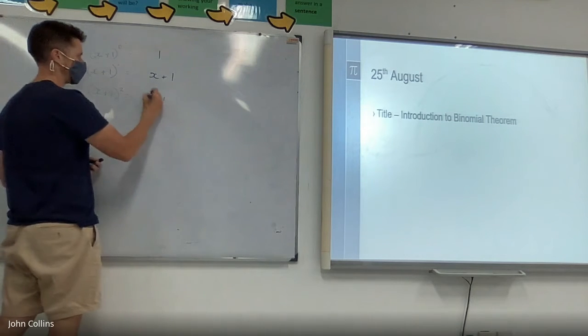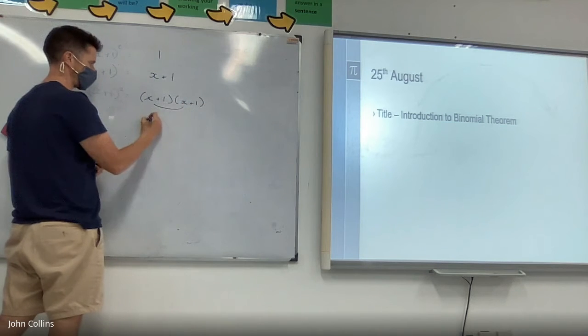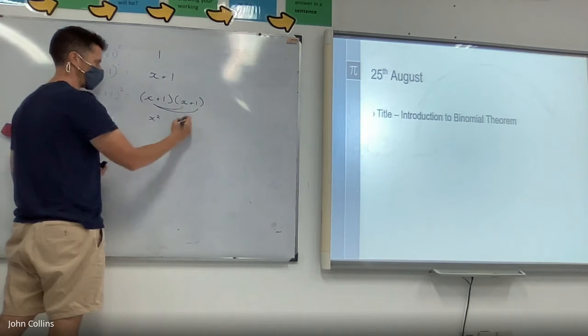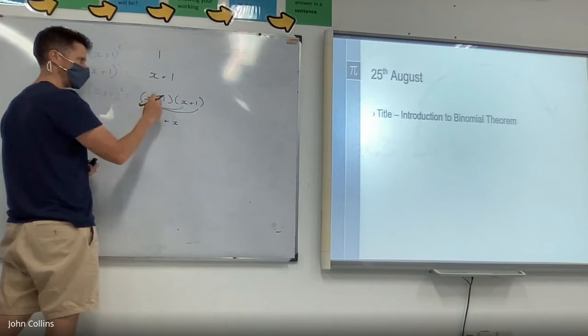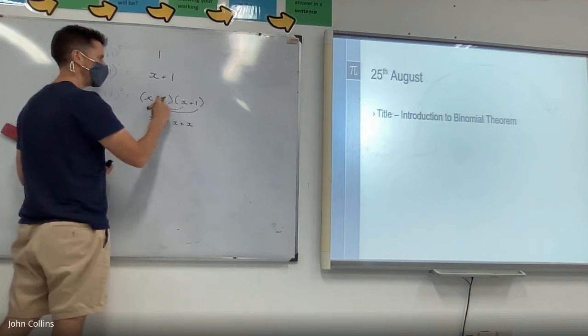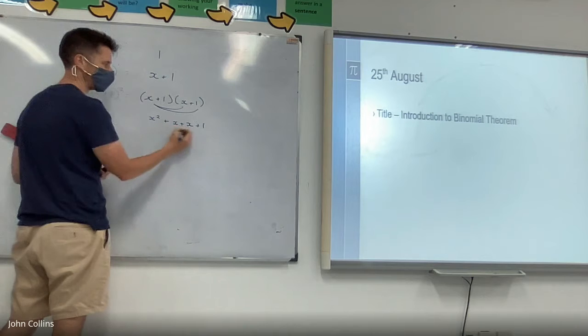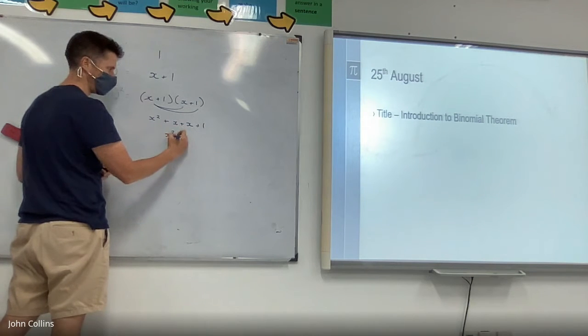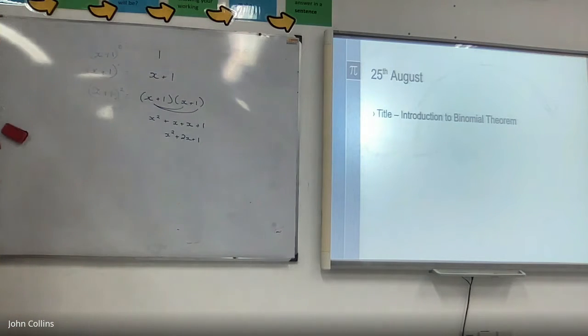Okay, it's x plus 1 times x plus 1. So x times x gives x squared. X times 1 gives x. 1 times x is also x, and 1 times 1 is 1. Put these two like terms together, and you get x squared plus 2x plus 1. Yep. Okay. Not too bad so far.